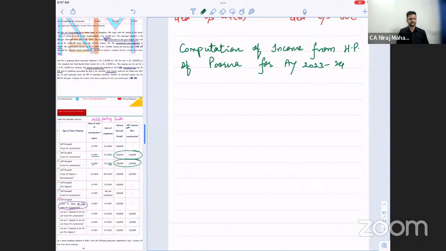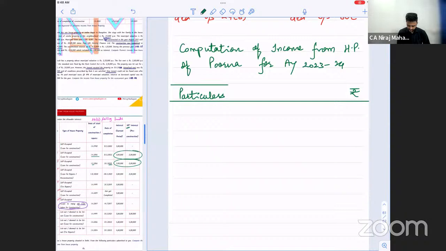AY 23-24. If we take a loan of 10 lakh rupees, and the financer says that interest is 10% for 1 year. Particulars, rupees. I'll give you 2 minutes to solve it in the rough. Give me the direct final answer of income from house property.